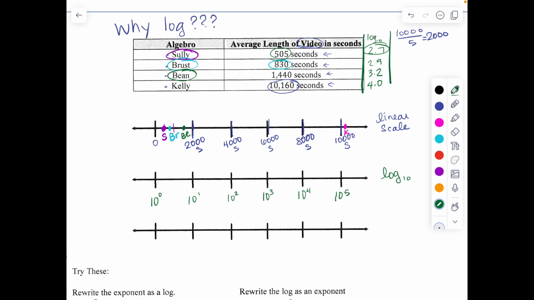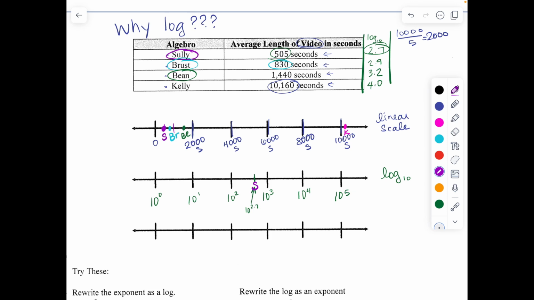So if we were to graph this on our logarithmic scale, I know 10 to the 2.7 is approximately 505. So I'm going to put this on 10 to the 2.7. If this is 10 to the 2 and this is 10 to the 3, if this would be like 10 to the 2.5, here would be 10 to the 2.7. So we're going to put that right here for Sully.